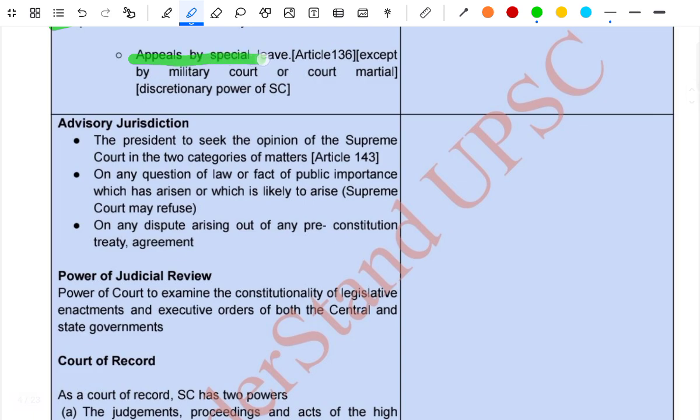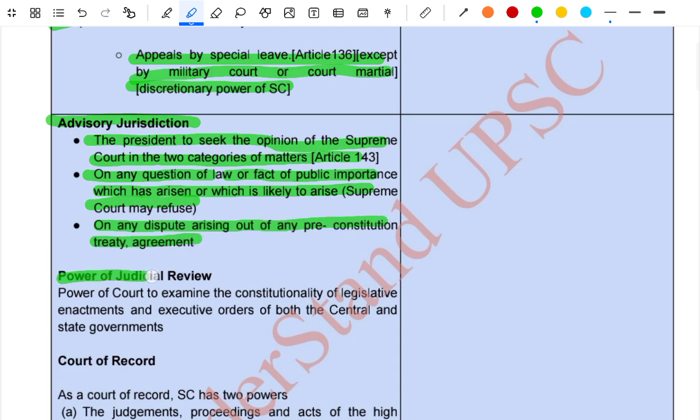Appeals by special leave, Article 136, except by a military court or tribunal, is a discretionary power of the Supreme Court. Advisory jurisdiction: the President can seek the opinion of the Supreme Court on two categories of matters under Article 143. On any question of law or fact of public importance which has arisen or is likely to arise, the Supreme Court may give its opinion, and on any dispute arising out of any pre-constitution treaty or agreement.